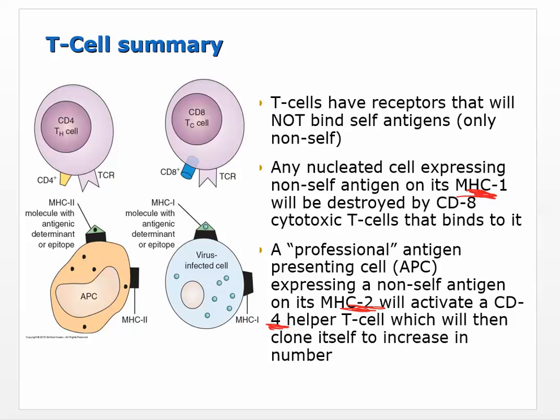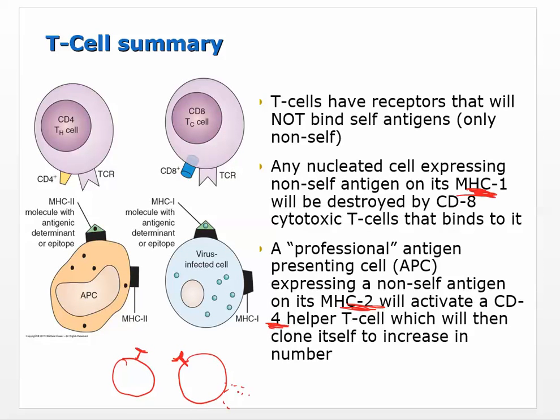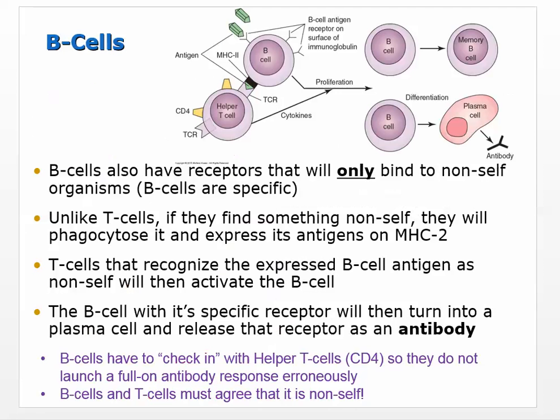Okay, so what good does it do for this cell that had a specific receptor for this pathogen to recognize it and then clone itself? Okay, so yeah, sure, you know that there's a pathogen out there and you cloned yourself. Well, it's releasing signals to turn up the rest of the immune system as well. One of those things that it turns up will be B cells.